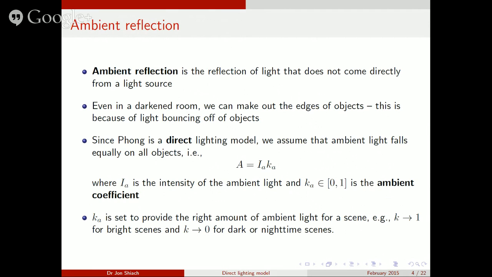What I'm going to present to you today is a reflection model called Phong's reflection model, and this uses 3 components. The first component is what we call ambient reflection. Ambient reflection is defined as the reflection of light that does not come directly from a light source. If you look at the ceiling, we've got a number of light sources. Each of those light bulbs in the ceiling is what we call a light source.